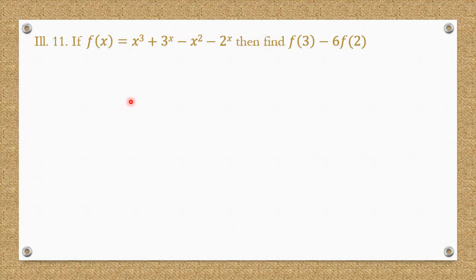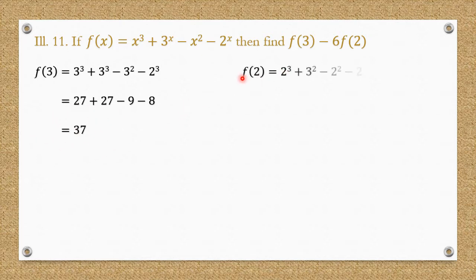We will start by substituting f(3), that is wherever x's are there I am going to put 3. So x cube will be converted into 3 cube, 3 raised to x will be 3 cube, x square will be 3 square, and 2 raised to x will be 2 raised to 3. Just simplify this. 3 cube is 27, 27, 9 and 8. When you simplify this you get 37. So f(3) is 37. Similarly f(2) will be 2 cube, 3 raised to 2, 2 square, 2 raised to 2: 8, 9, 4, 4, and simplification is 9.